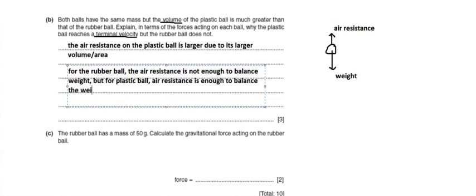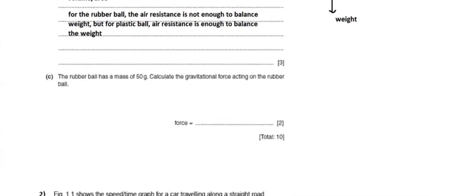the weight. Okay, so the weight of both the objects is the same, but due to the higher air resistance of the plastic ball, this air resistance is enough to balance the weight, and only when the air resistance and the weight are balanced, the object will achieve the terminal velocity. So this answer you can write down.